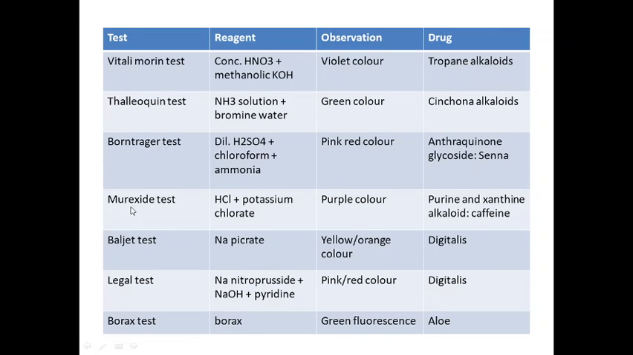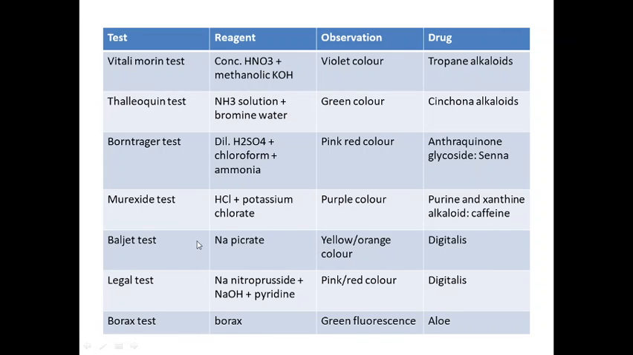Next, the Murexide test. This Murexide test is specifically used for the identification of purine and xanthine alkaloids, for example caffeine. The caffeine contains purine alkaloids. So in Murexide test, hydrochloric acid and potassium chlorate are used as reagents, and the purine alkaloid shows the purple color in presence of the reagent.